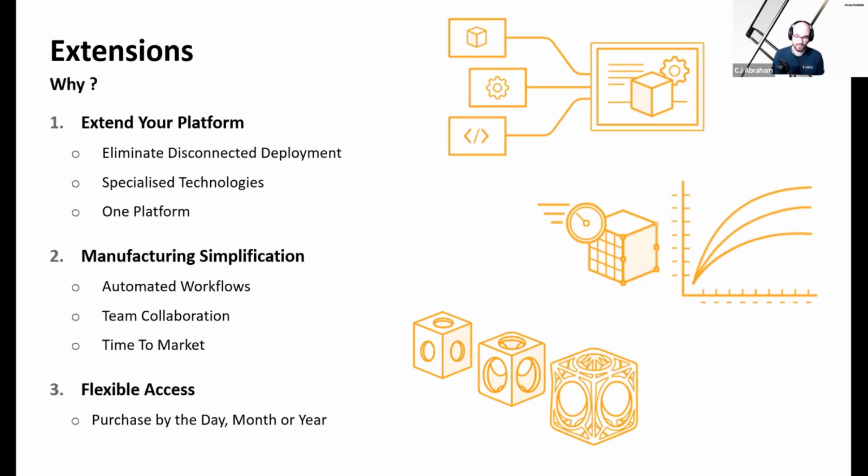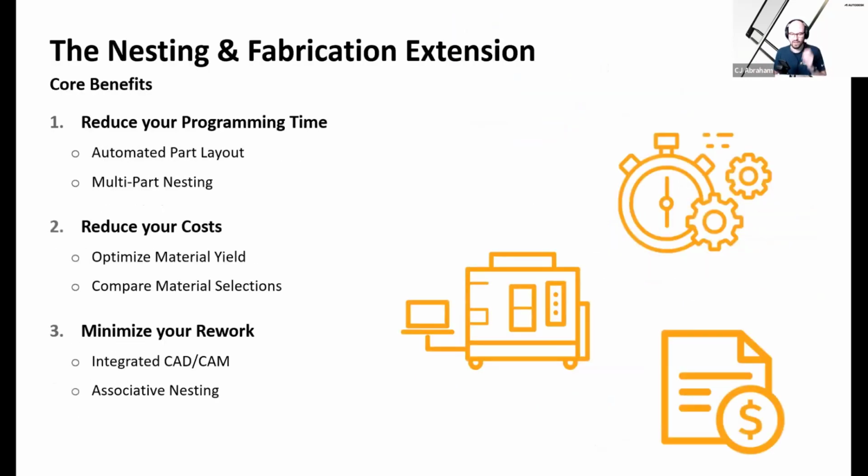And with the extension specifically, you can have flexible access. Subscribe by day, month, or year based on your needs. You also have automated part layout and multi-part nesting. We're going to take a demo set and show you multiple materials all at once, and have it all laid out at once. It's going to be pretty neat. Reduce your costs by optimizing your material yield, so get as many parts as you can into one sheet. And minimize rework.